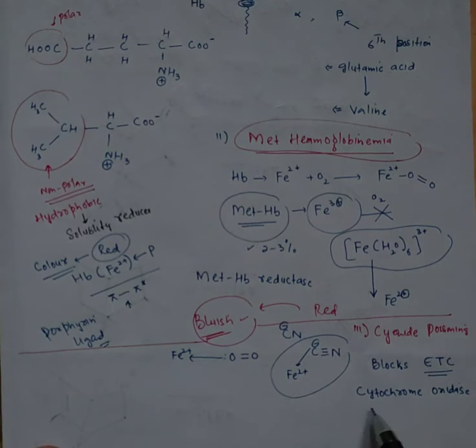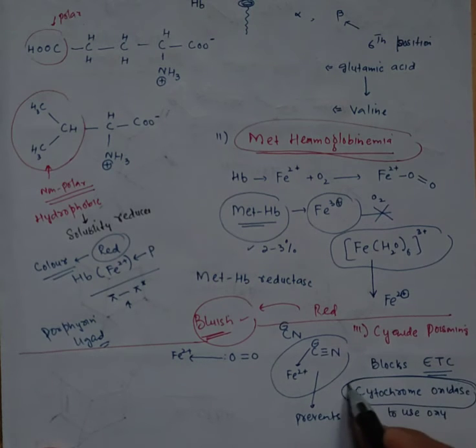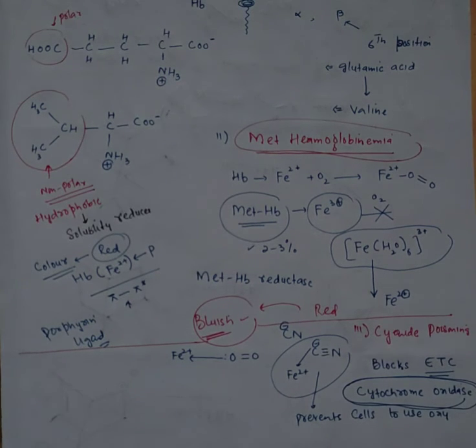So cyanide basically prevents the cells from using oxygen. It blocks the cytochrome oxidase. Okay, so it blocks the cytochrome oxidase. It doesn't take that electron. It doesn't allow the cells to use the oxygen.